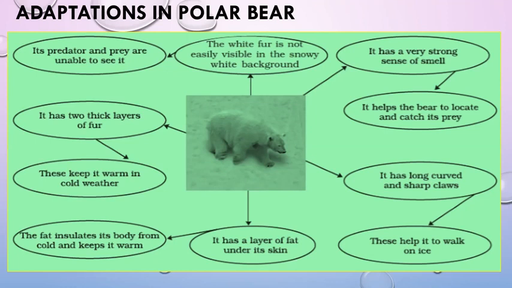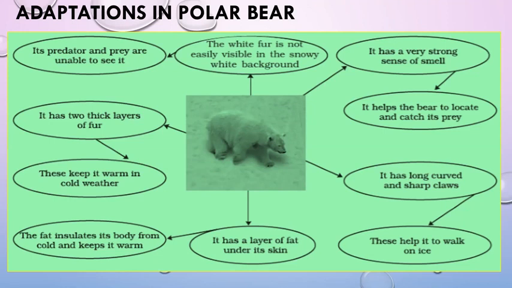It has two thick layers of fur. These layers of fur help them to keep warm in cold weather. Polar bear have a layer of fat under its skin. This layer of fat, called blubber, protects the body from cold and keeps it warm.